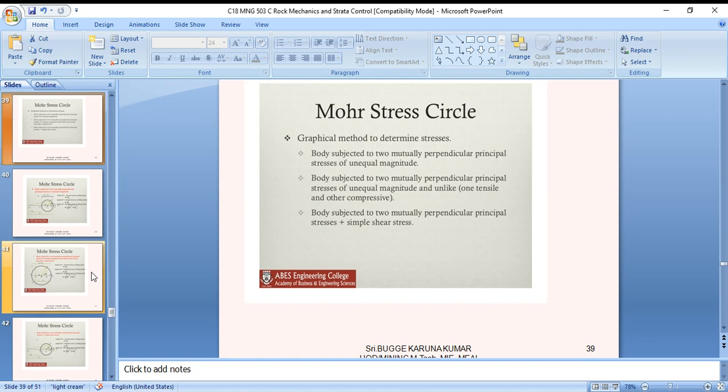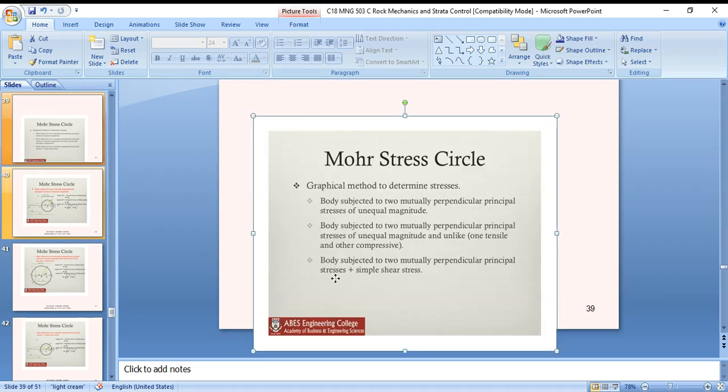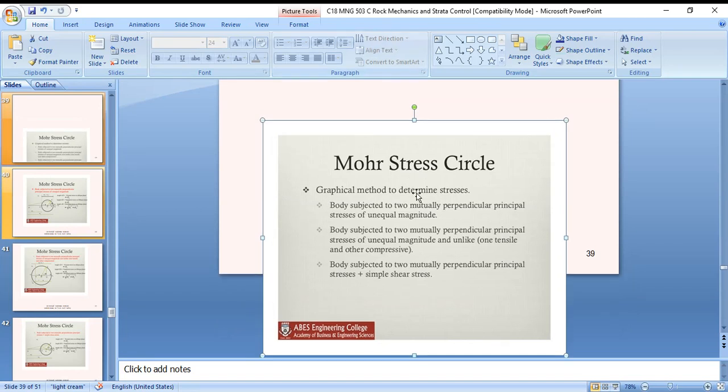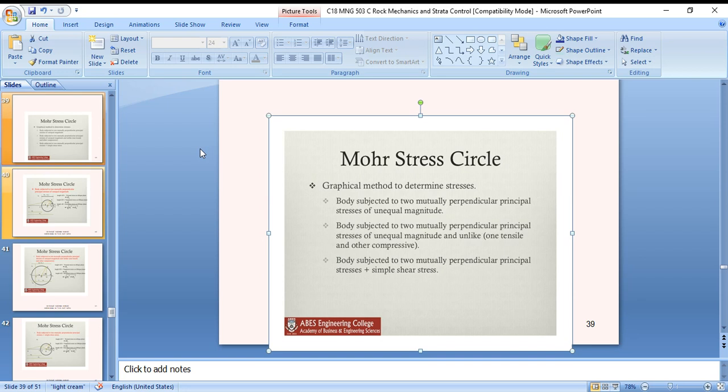And the Mohr stress circle is a graphical method to determine the stresses. The body is subjected to two mutually perpendicular principal stresses of unequal magnitude. Body subjected to two mutually perpendicular principal stresses of equal magnitude, and unlike, one tensile and the other compressive. Body subjected to perpendicular principal stress plus simple shear stress.